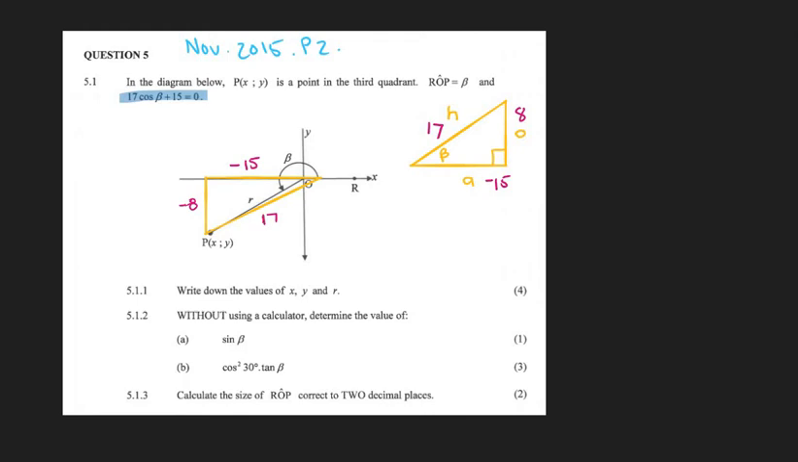They want us to calculate, without the use of a calculator, sine beta. So I know that sine is going to be opposite over hypotenuse. Where's my opposite? It's going to be, remember, negative 8 over 17. There we go. Negative 8 over 17. That is our answer.